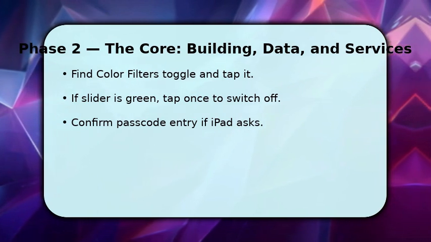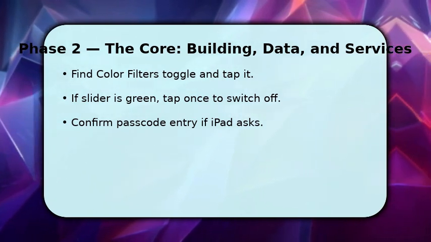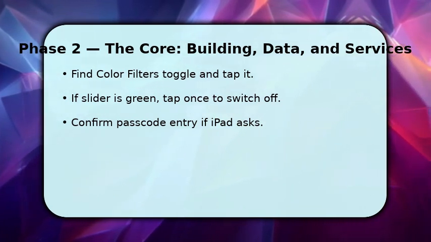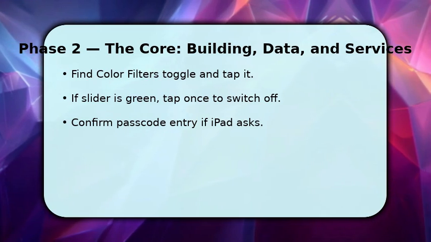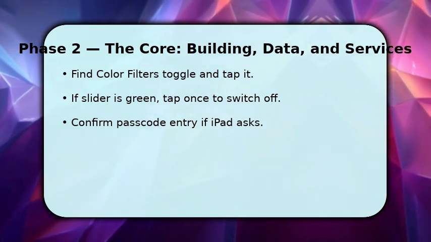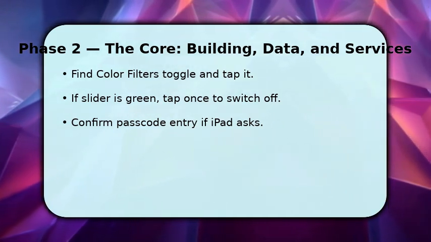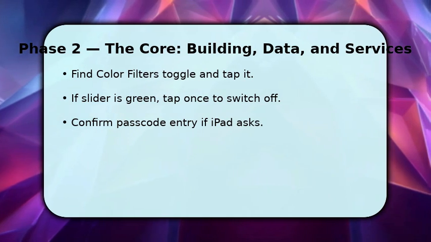Once inside, use the color filters toggle. If it's green, tap it to switch off, which immediately removes any applied filter across the system. If the iPad prompts for your passcode, enter it. This confirms the change. Make sure to watch the screen as you flip the switch. It should return to normal color instantly.